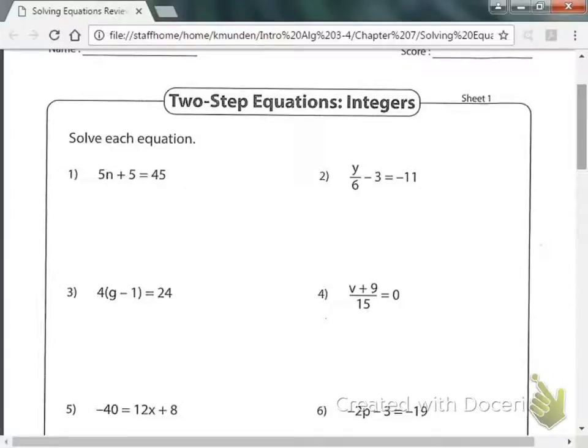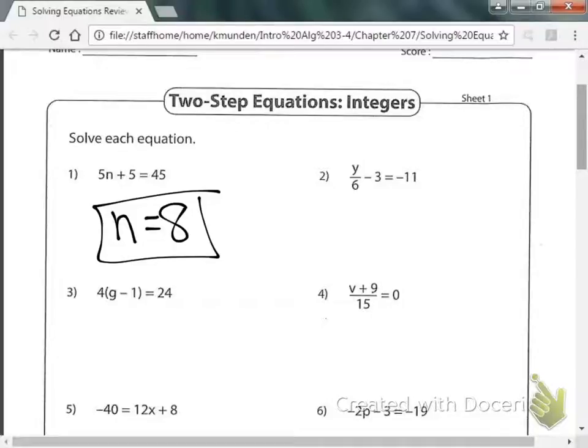Alright, so we already talked about number 1. Remember, you undo adding and subtracting first, so we subtracted the 5, then you undo multiplying and dividing, so we divided by 5, and we ended up with n equals 8. Now, if you want credit on this, you need to show all your steps, so make sure you're not just writing n equals 8, make sure you're actually showing all the steps that we did the first time, okay?